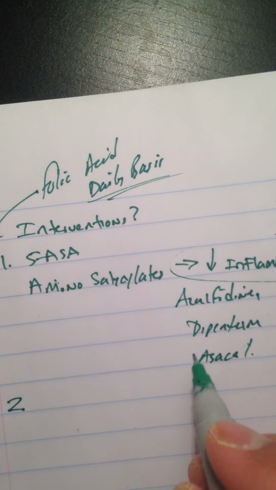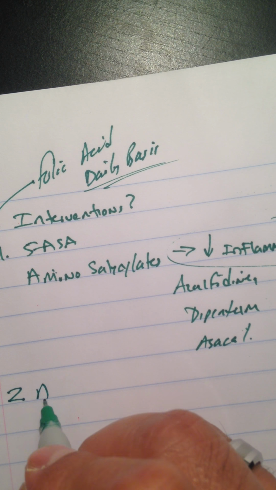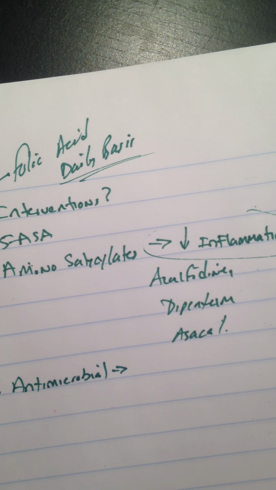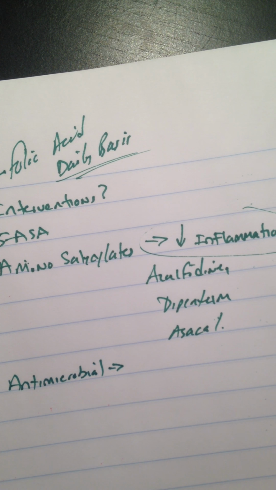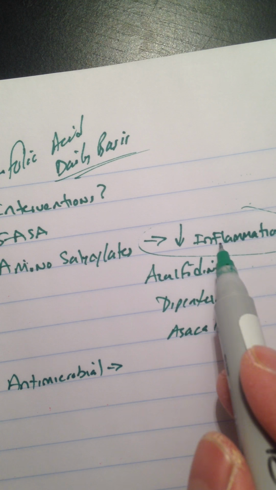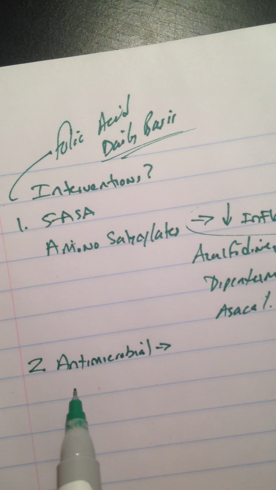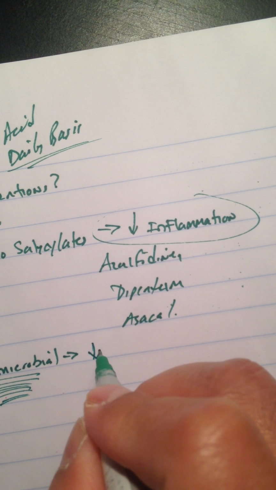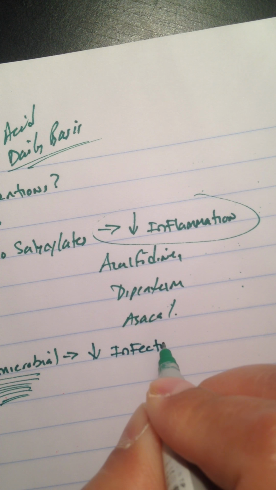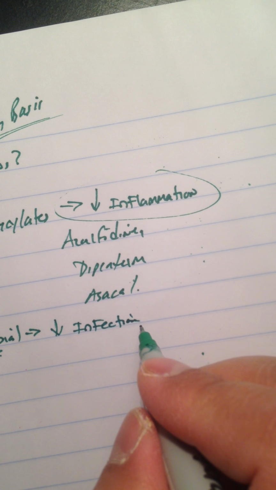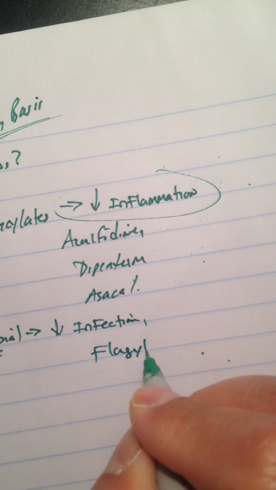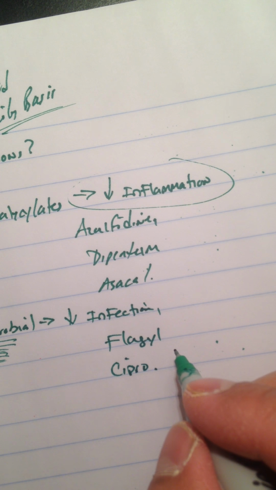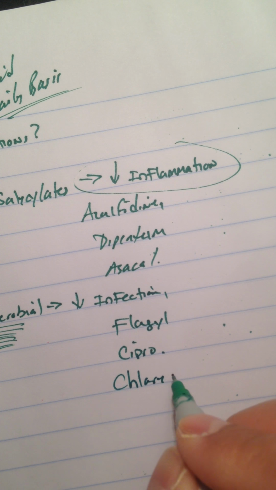Number 2, antimicrobial. Especially if you're running the risk of a perforation, you have inflammation, so you have a high likelihood of infection, so you're going to be giving an antimicrobial. These are to decrease infection. So you may give something like Flagyl, Cipro, or something like clarithromycin.